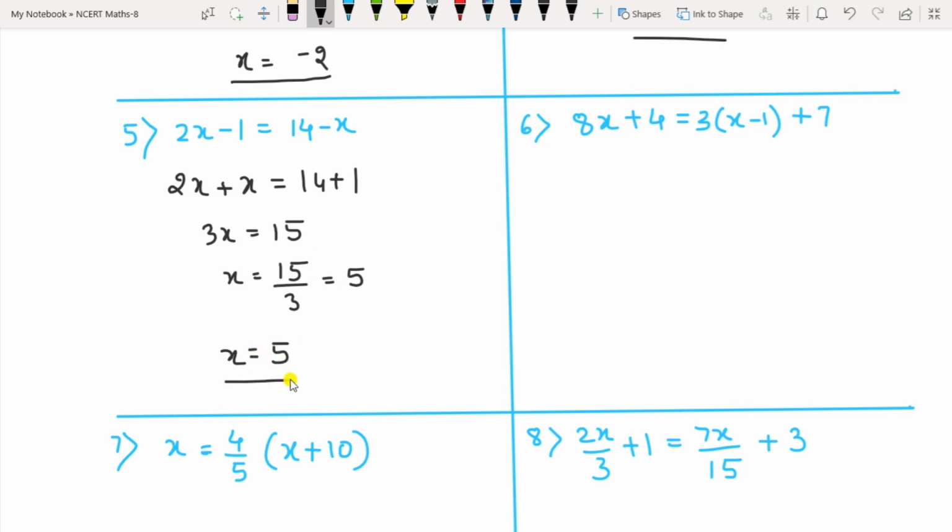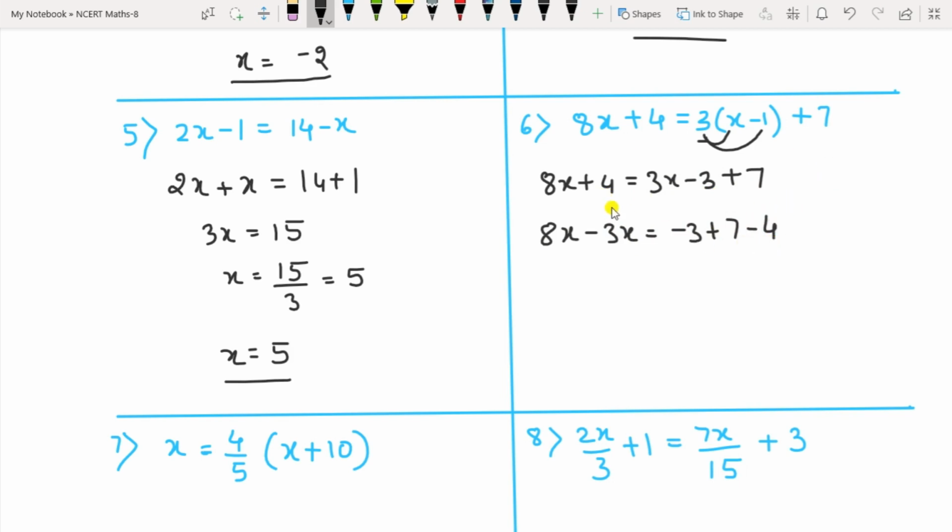Sixth one is, see in this question, 8x plus 4 equal to 3 bracket x minus 1 plus 7. So 3 here is outside the bracket. So multiply 3 with both the terms inside the bracket. 8x plus 4 equal to 3x minus 3 plus 7. Now bring the like terms all together. 8x, 3x on the other side, since it was plus it will become minus. Then these two numbers write first because they are on the other side of the equal to, and 4 is now coming to this side, so it will be minus since it was plus here.